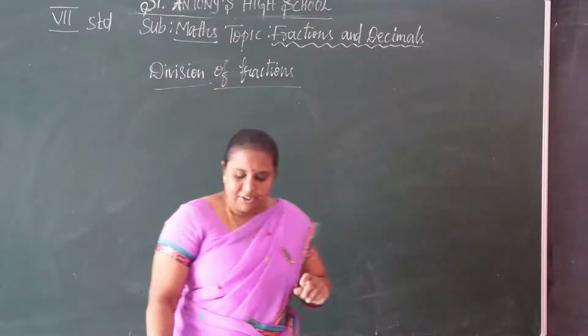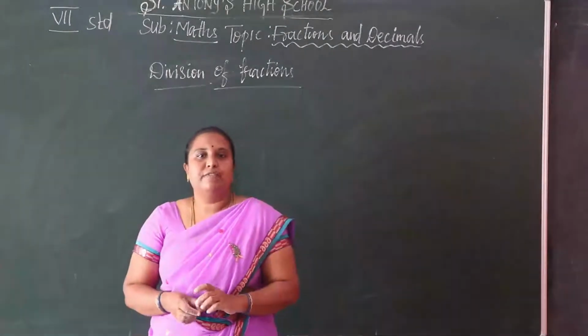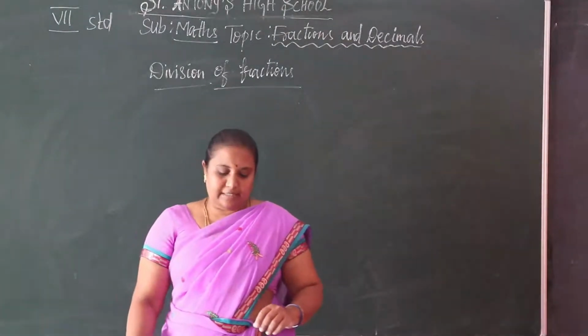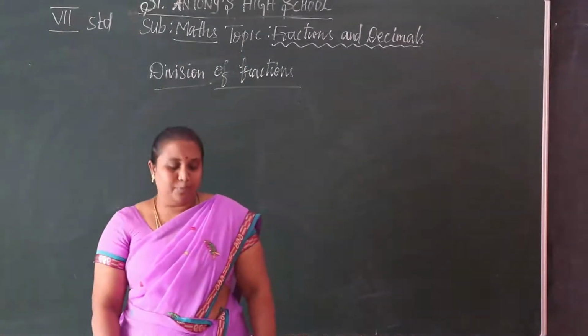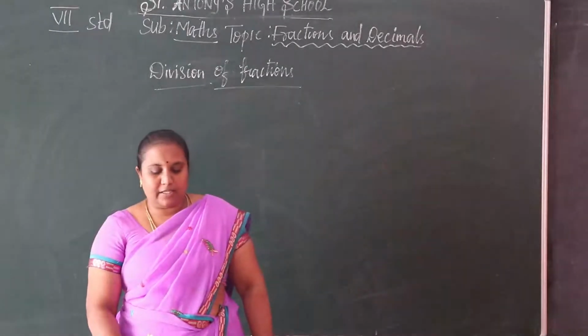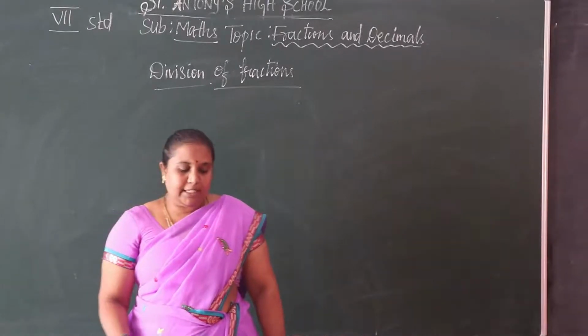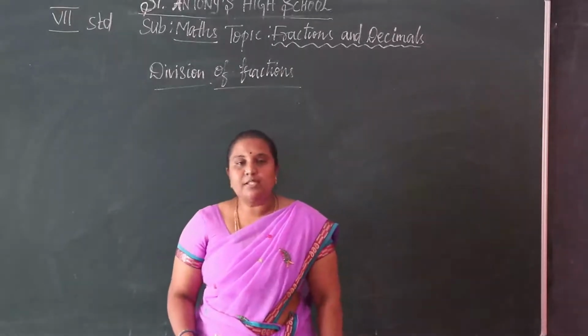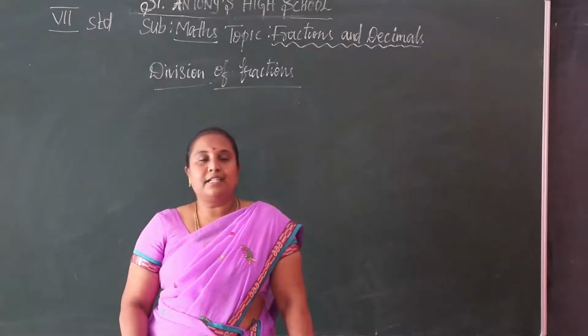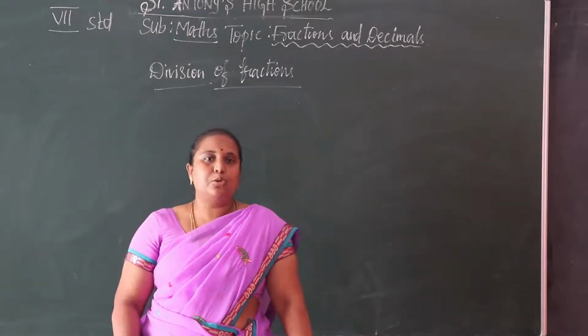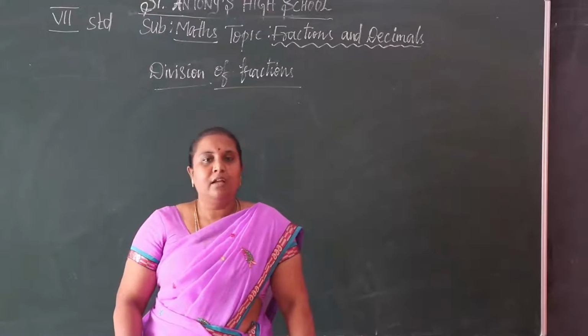So division of fractions is similar to the division of integers. That is distribution of the fractions equally. To perform division of fractions, we convert it into multiplication by taking the inverse of the divisor, that is, the reciprocal. Then we multiply between the fractions.